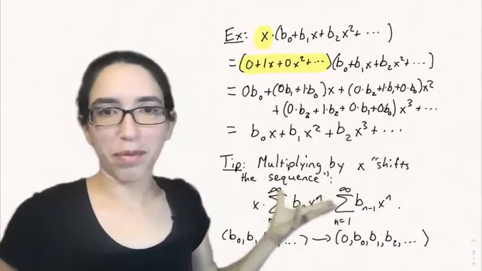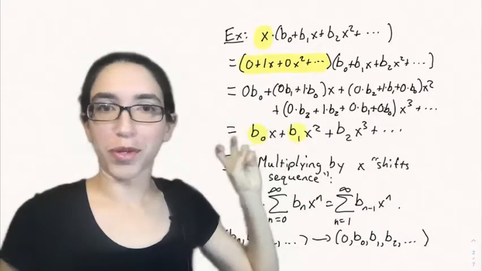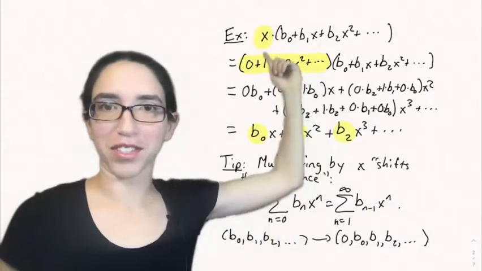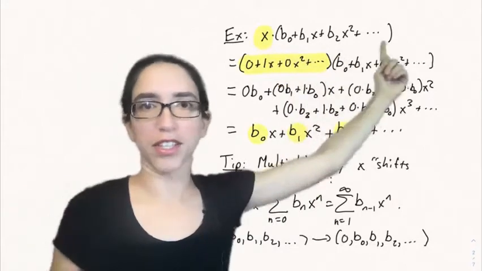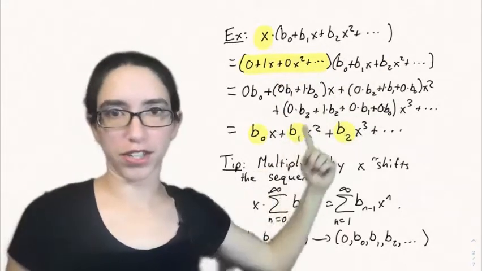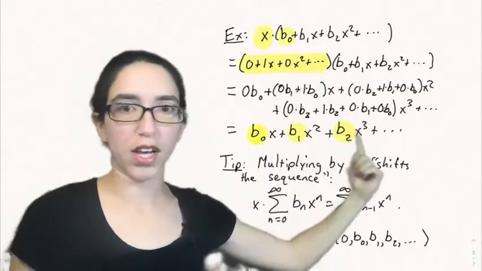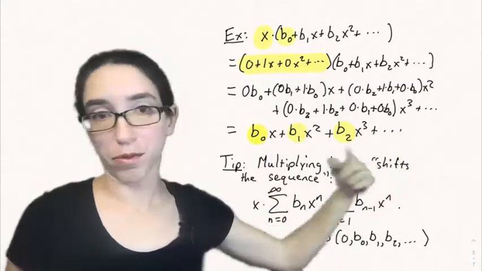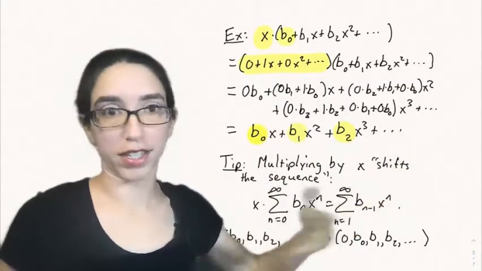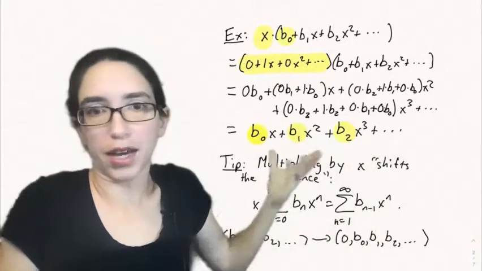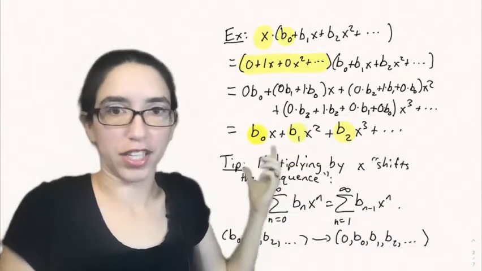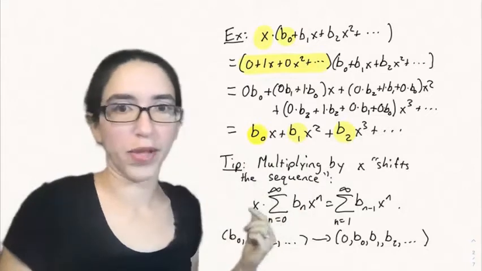Now notice this is the same thing as if we would have just distributed the x through the infinite summation. So this x times this summation, using the official definition of generating function multiplication, we do get what we would expect if we were allowed to just distribute x across the infinite summation. So that's just saying multiplying by x does actually shift these coefficients over.